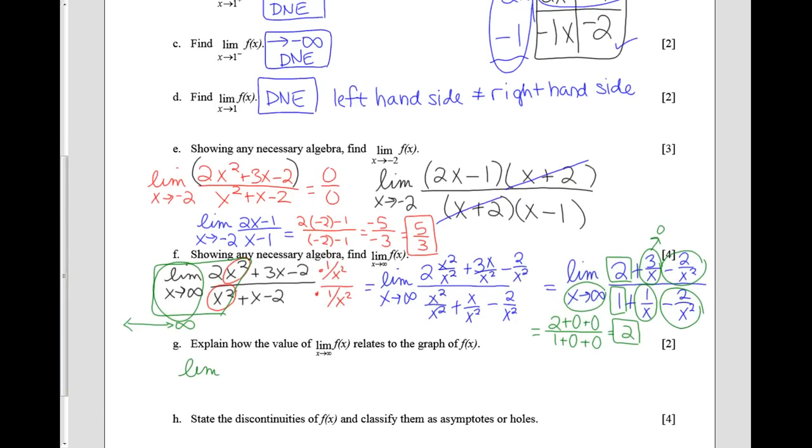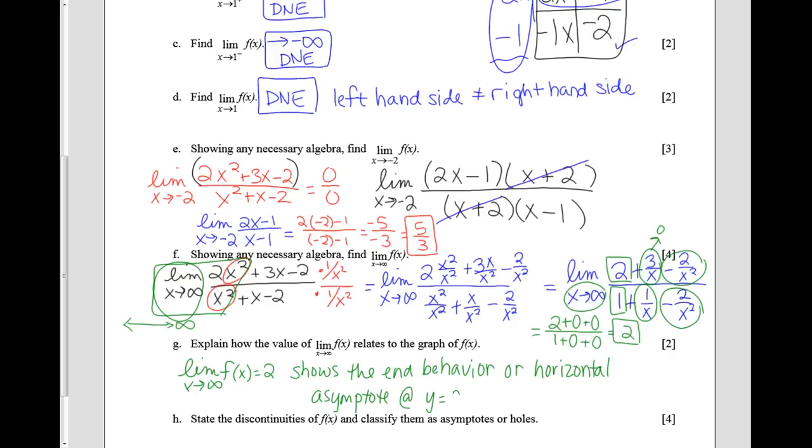The limit as x approaches infinity of f of x is equal to 2. This shows the end behavior or horizontal asymptote at y equals 2.